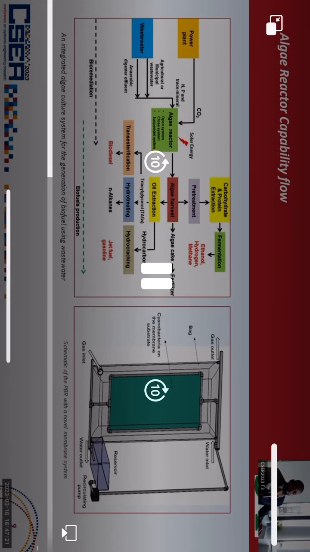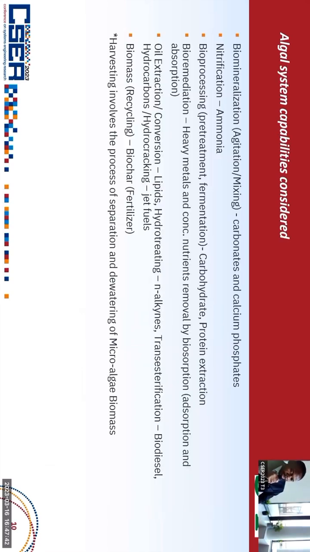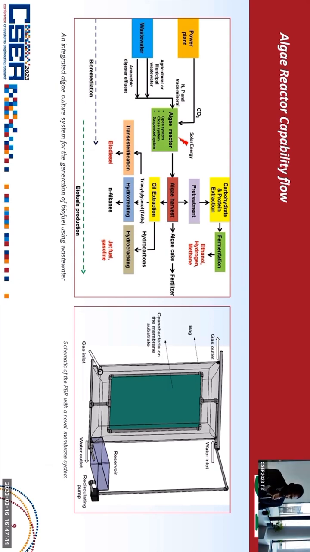The model I've modeled becomes a meta architecture. You can see on my slide on the right is a photobioreactor. This is part of my work to design a photobioreactor, and this photobioreactor is what I'm calling my meta architecture in this work. Now, I want to summarize the capabilities of this integrated algae culture system.